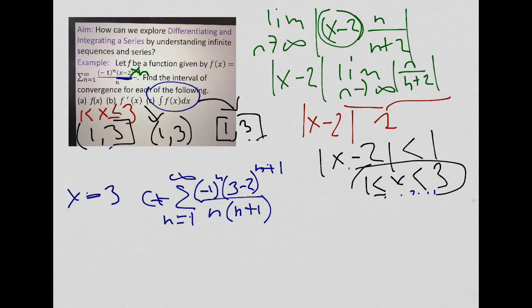And let's keep going. Let's simplify this so we know what sum we're looking at here. So we still have a negative 1 to the nth power. Now we have 1 to the n plus 1 power, and we know that's just going to be 1. So we're looking at a denominator of n times the quantity of n plus 1.